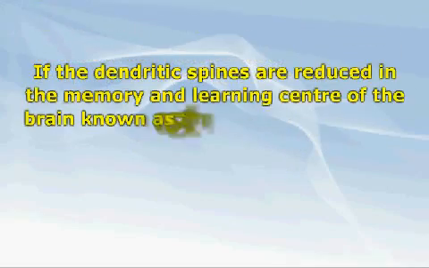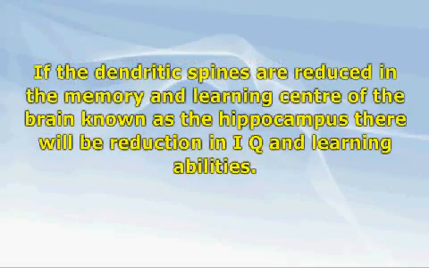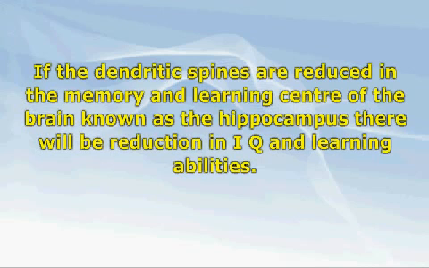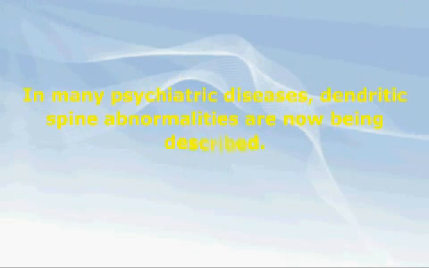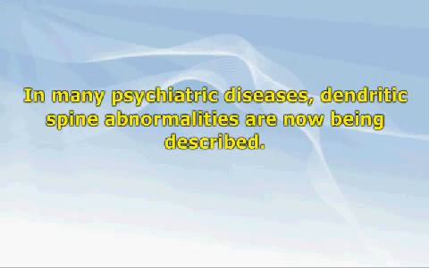If the dendritic spines are reduced in the memory and learning center of the brain, known as the hippocampus, there will be a reduction in IQ and learning abilities. In many psychiatric diseases, dendritic spine abnormalities are now being described. In autism, schizophrenia, depression, Alzheimer's disease and stress, the dendritic spines are shorter and reduced in number.